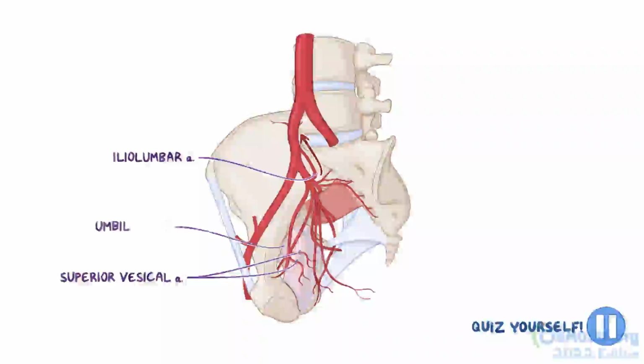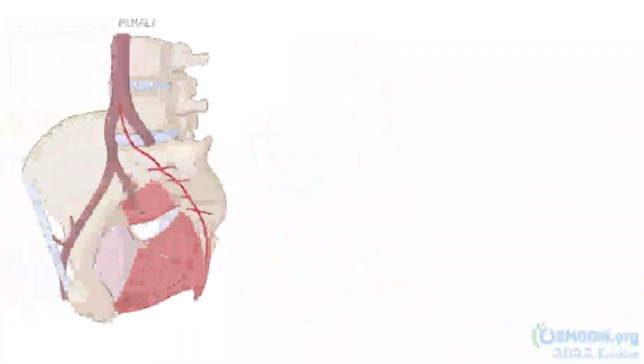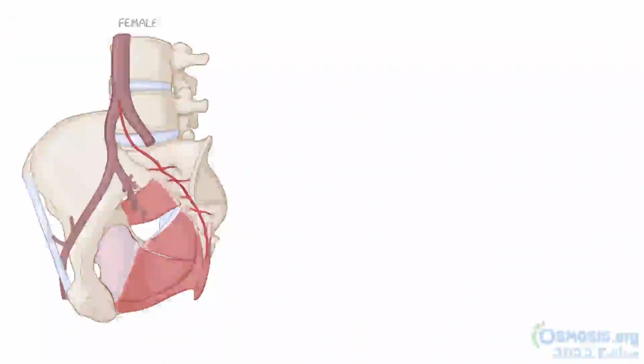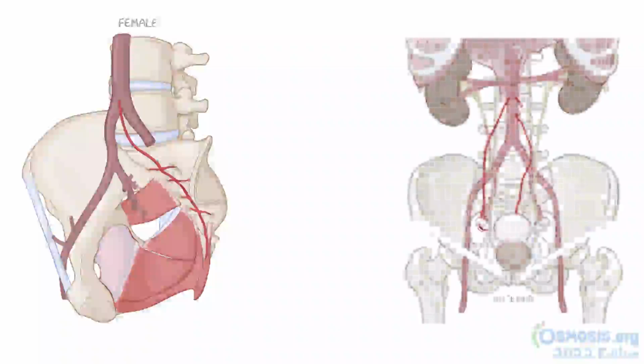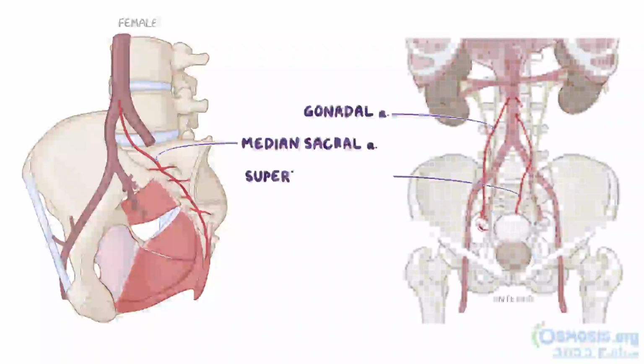Aha, it's the umbilical artery, which has an obliterated distal part running up to the umbilicus. Now, we also need to mention that there are some arteries that arise directly from the abdominal aorta and make their way down to the pelvis. These arteries are the gonadal arteries, median sacral artery, and superior rectal artery.